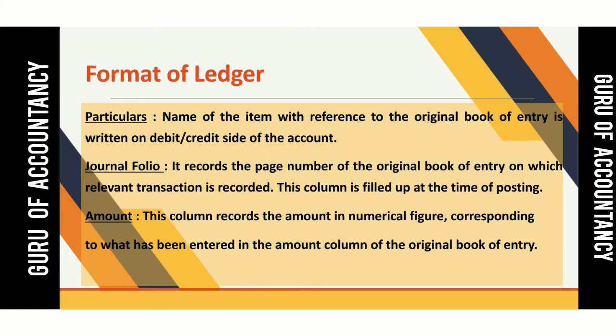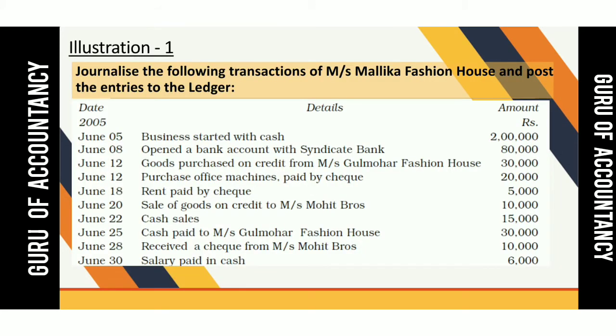Now let us see one exercise. Journalize the following transactions of Messrs. Mallika Fashion House and post the entries to the ledger. We will read the transaction and we will also speak their journal entry. So the number one, business started with cash. So journal entry would be cash account debit to capital. Second, open a bank account with Syndicate Bank, 80,000. So journal entry would be bank account debit to cash.